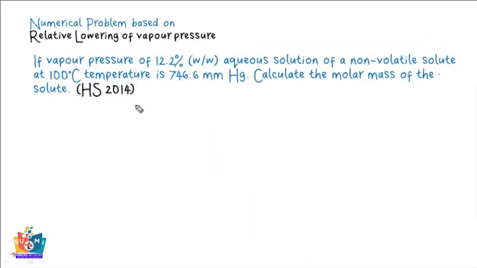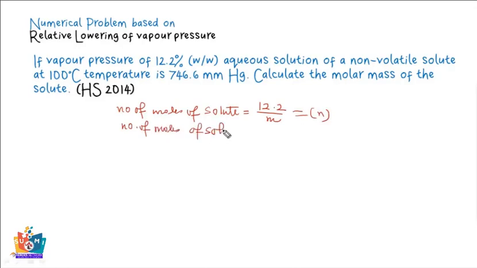Now, one numerical problem based on relative lowering of vapor pressure. If the vapor pressure of a 12.2% weight by weight aqueous solution of a non-volatile solute at 100 degrees Celsius temperature is 746.6 millimeter mercury, calculate the molar mass of the solute. This is from Higher Secondary Examination 2014. Now see, number of moles will be weight divided by molecular weight. This is small n, number of moles of solute. Number of moles of solvent will be, because 12.2% is given, we are subtracting 12.2 from 100 to get the weight of solvent, divided by 18, the molecular weight of water. The solvent is water because it is an aqueous solution.